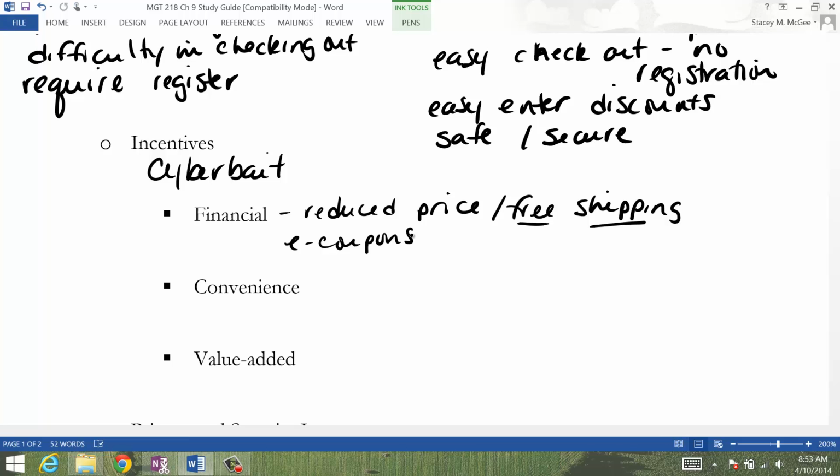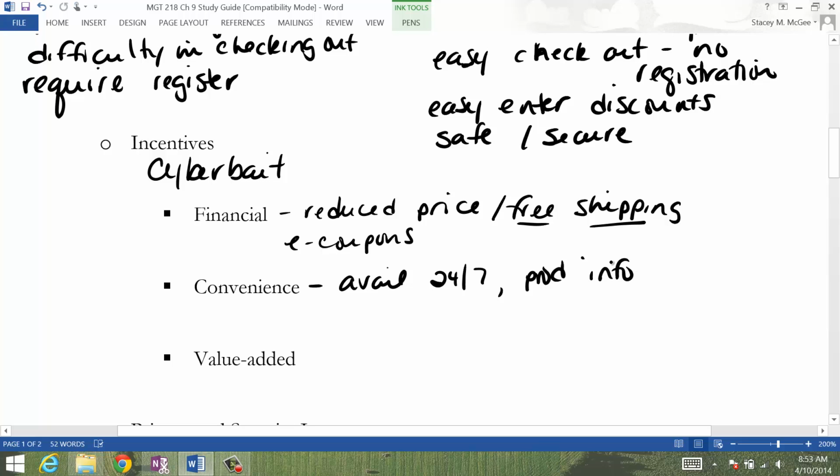Also, you can lure people to the website with convenience. So, for instance, web shopping is available 24/7. I could do it at 3 in the morning if I want to. Also, I can offer a lot of info on the product, which will help customers, especially if it's a larger purchase and I have to research. So the more product info you can put on there, the better. You can offer product features or product comparison.